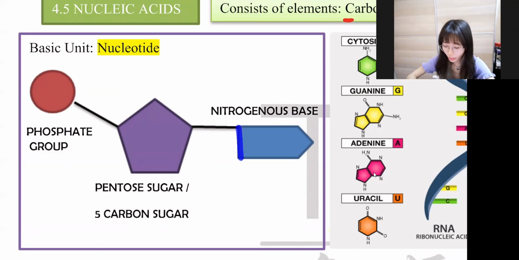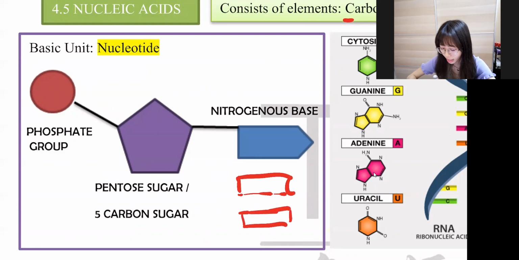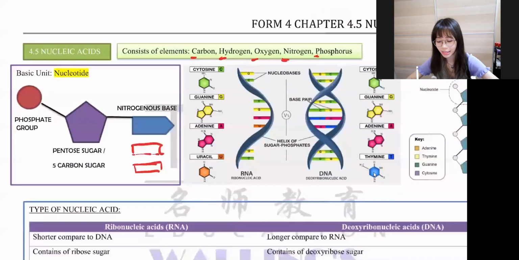And then the next one, we have this thing called nitrogenous base. Nitrogenous base can come in many different shapes. It can be something like that, it can be something like that, many different shapes. So as long as they are not round in shape and not pentagon shape, then it will be a nitrogenous base. So this is the shape that you have to remember. In exam, they ask you to label, so you need to be able to label them. Phosphate group, pentose sugar, nitrogenous base.